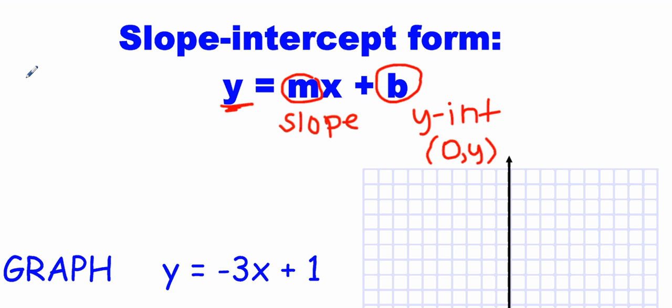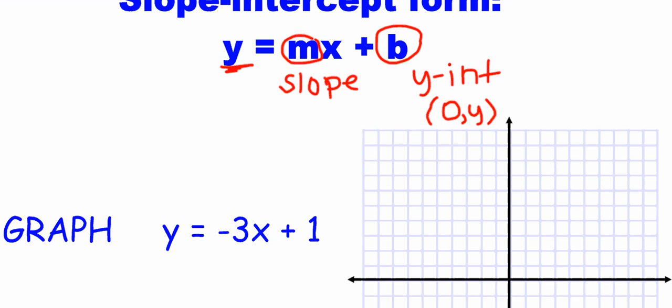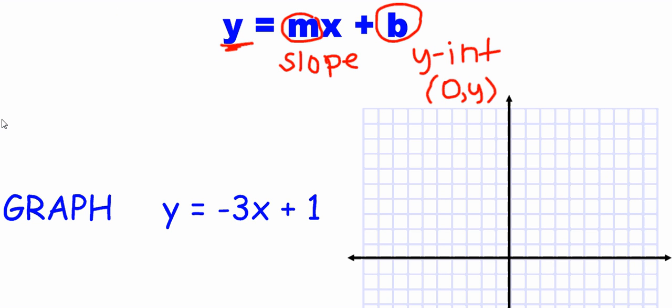So for our next example, we have the equation y equals -3x plus 1. This equation is already in slope-intercept form since the y is already by itself. So the first thing that I want to do is graph my y-intercept value. I have a positive 1 as my b value, which means that my y-intercept is located at the ordered pair 0, 1, which is right here on my graph.